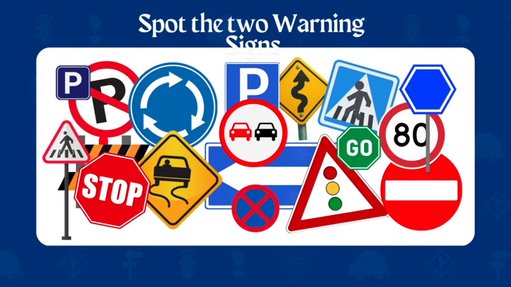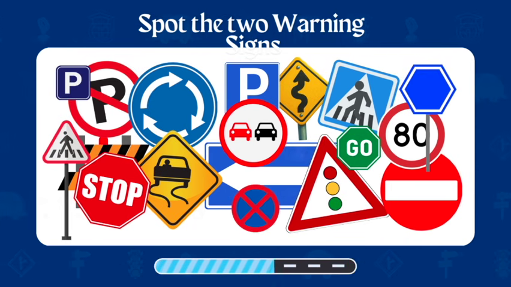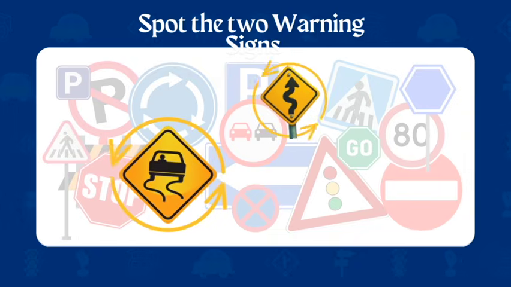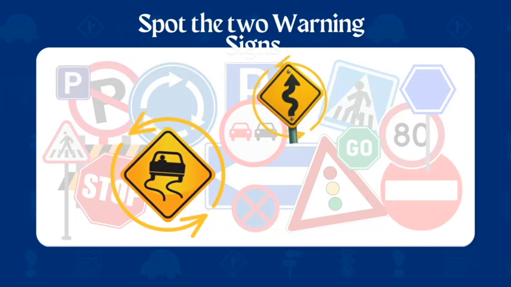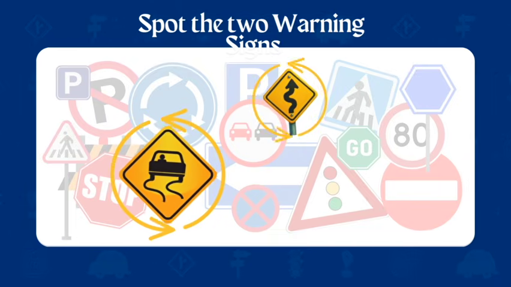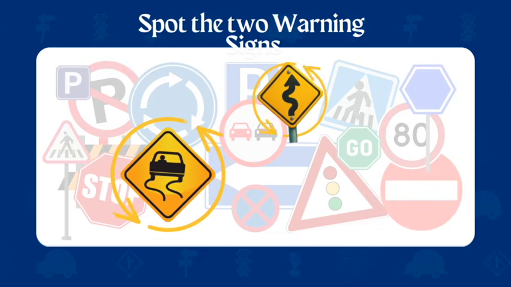Can you spot the two warning signs? Correct. The signs are winding road and slippery when wet. Warning signs are yellow diamonds that alert drivers about road conditions ahead.